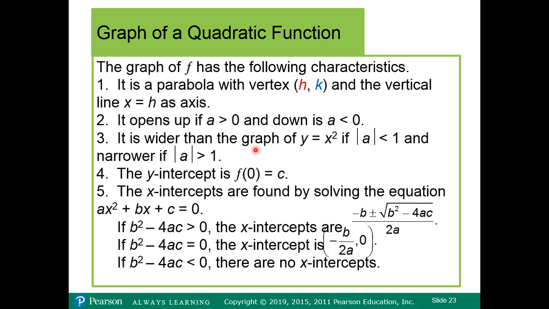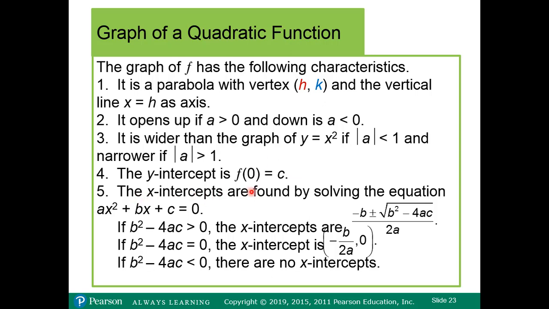Now, the graph of f has the following characteristics. It is a parabola with a vertex (h, k), and the vertical line x equals h is the axis of symmetry. It opens up if a is positive, opens down if a is negative. It is wider than the graph of x squared if the absolute value of a is less than 1, and narrower if it's greater than 1. The y-intercept is always equal to c, so f of 0 is equal to c.